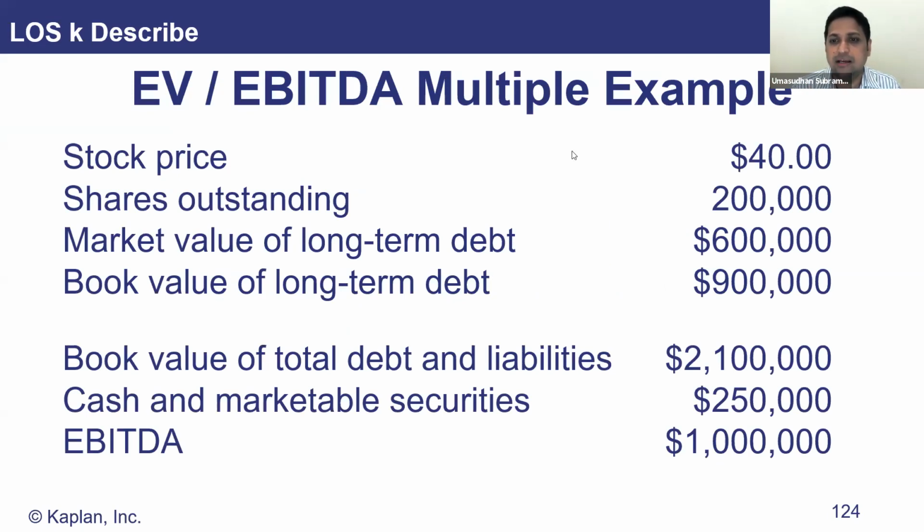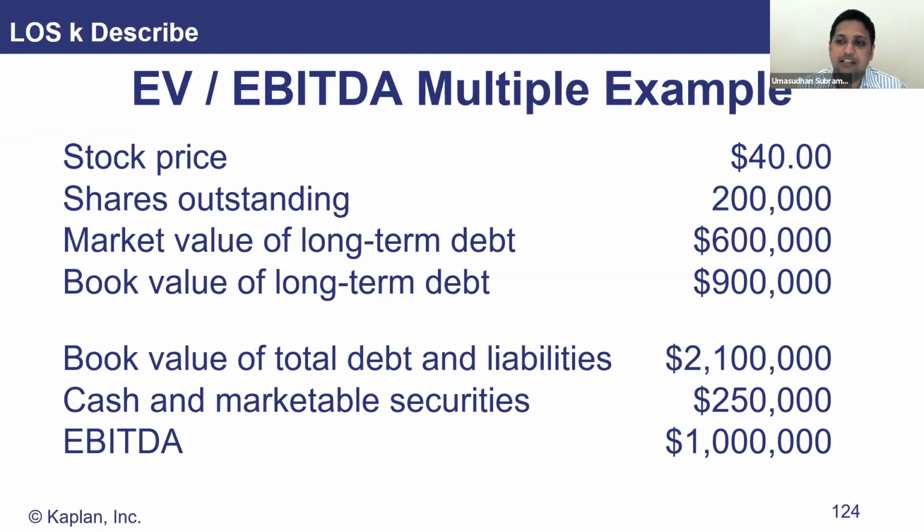You have a stock price which is $40. Shares outstanding is 200,000. Market value of the long-term debt is 600,000. Book value of the long-term debt is 900,000. Book value of the total debt and liabilities is 2.1 million. Cash and marketable securities is 250. EBITDA is 1 million. So before calculating EV/EBITDA, you need to first calculate EV. EBITDA is directly given to you. 1 million is your EBITDA. So you will need to now calculate your enterprise value.